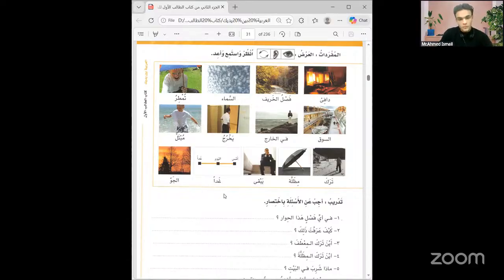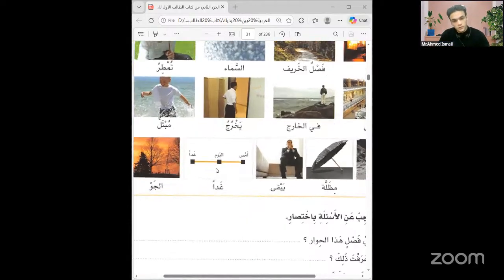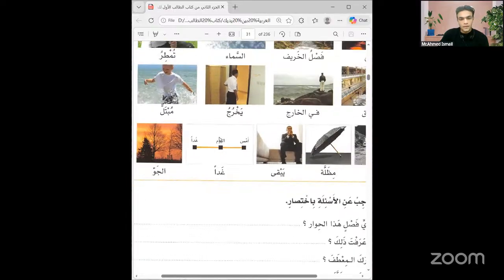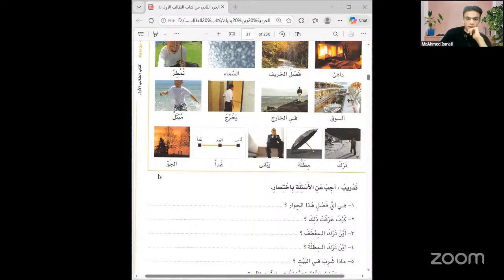So here we have أمس is yesterday, and اليوم is today, and غدا is tomorrow. So أمس, اليوم, غدا. اليوم هو السبت. Or by the way, أمس has the same meaning as البارحة. So أمس الجمعة, وغدا الأحد. Got it? So غدا is tomorrow, and الجو is the weather.